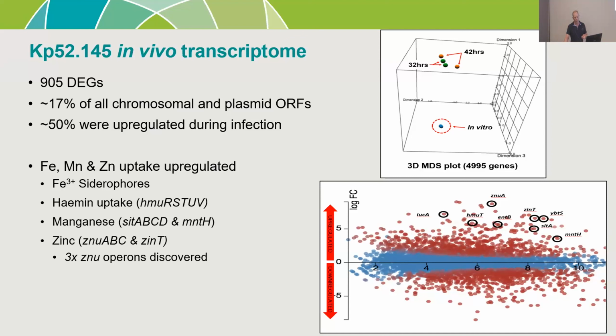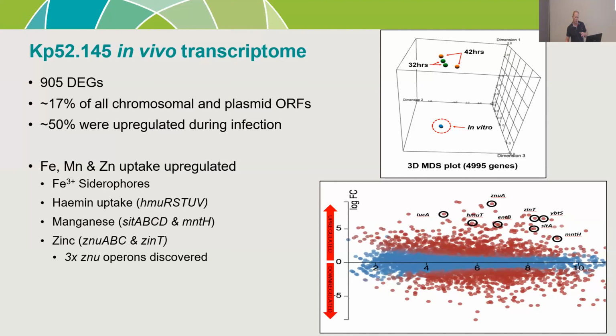But what was really exciting and a little bit surprising is that not only is iron important, but we also see zinc, manganese, and heme uptake mechanisms in Klebsiella. They were also all highly upregulated, as was the iron. In particular, the main zinc uptake mechanism in this particular strain is called the ZNU operon.